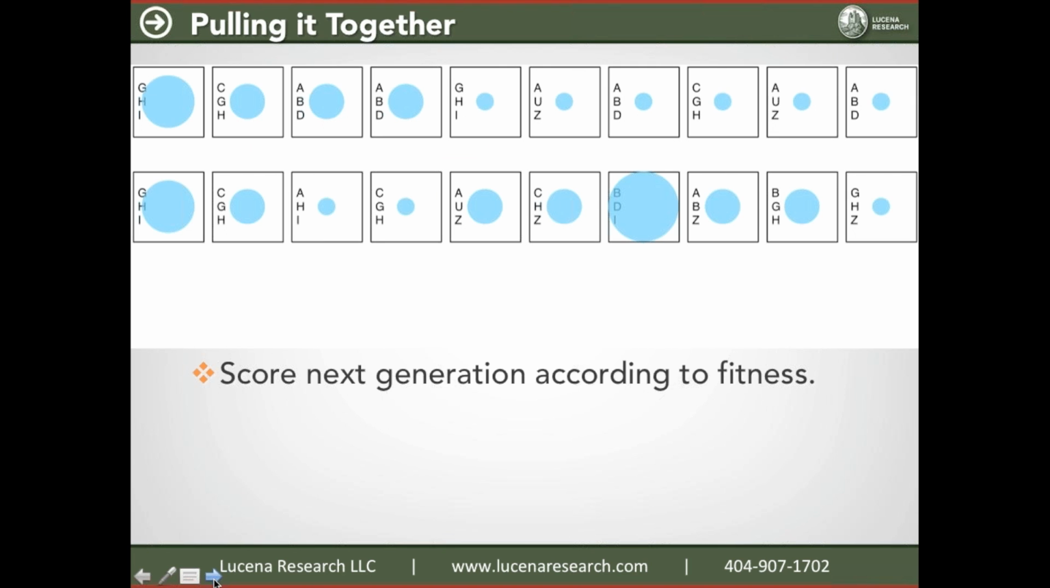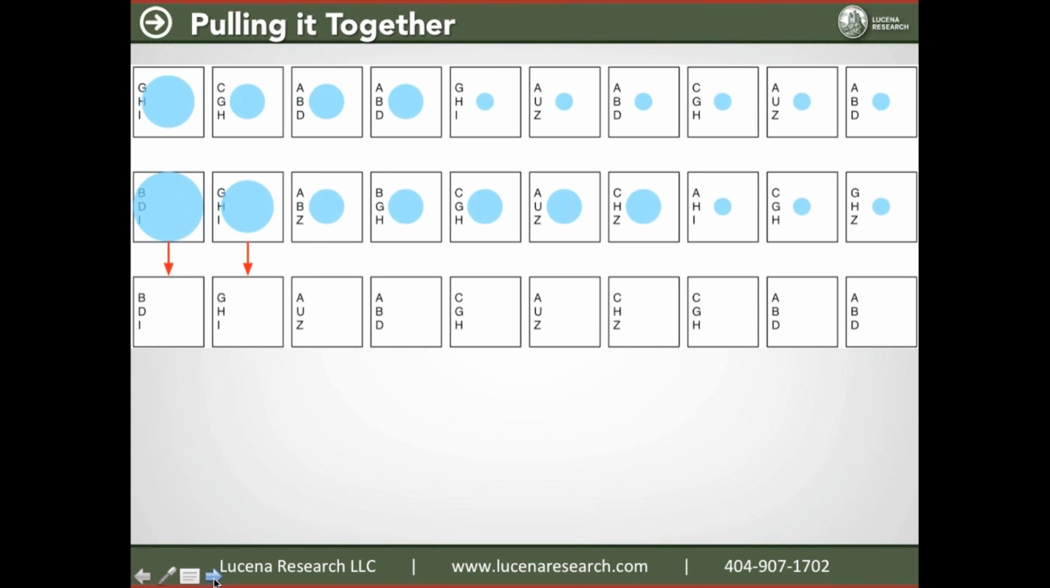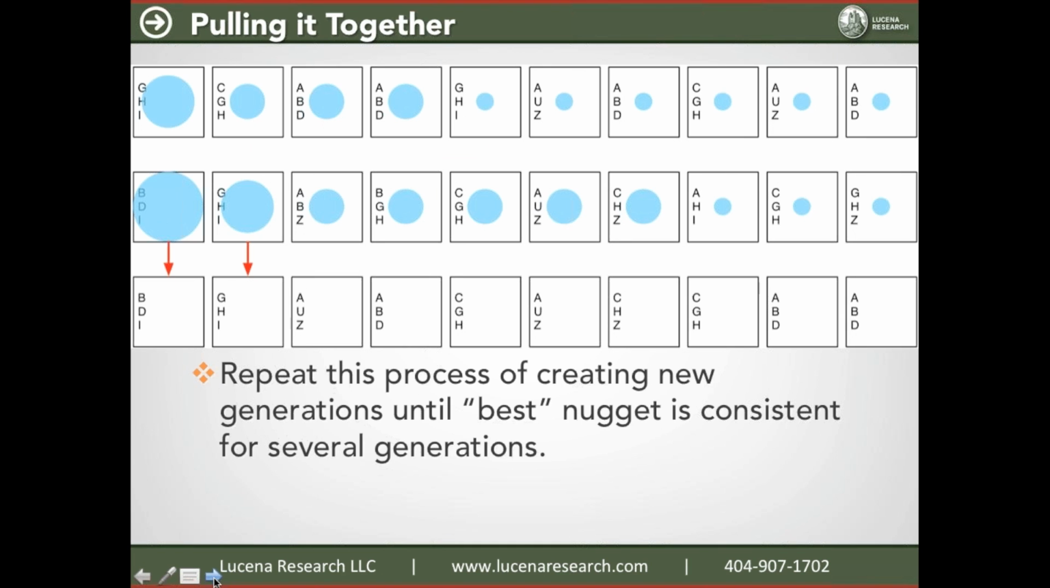So again, we evaluate them, sort them, and again, the best two get to continue down into the next generation, and so on. We fill out that generation. We repeat this over and over again until after a while things stabilize and the offspring are just not getting any better. And after we see for several generations that the best nugget is not improving, we stop and say, okay, this best nugget is the outcome of this process.